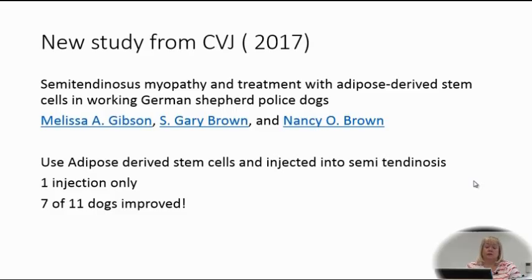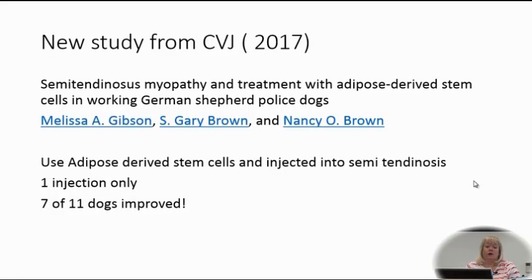They had a radiologist who did musculoskeletal ultrasound and looked at these areas and then injected those areas with the adipose-derived stem cells. Not sure which company's adipose-derived stem cells were used. I'd have to go back and look at the paper. But they didn't do multiple injections. They just said, okay, let's do one injection and see if we can get these dogs to improve. And the results pretty much showed that 7 of 11 dogs improved.